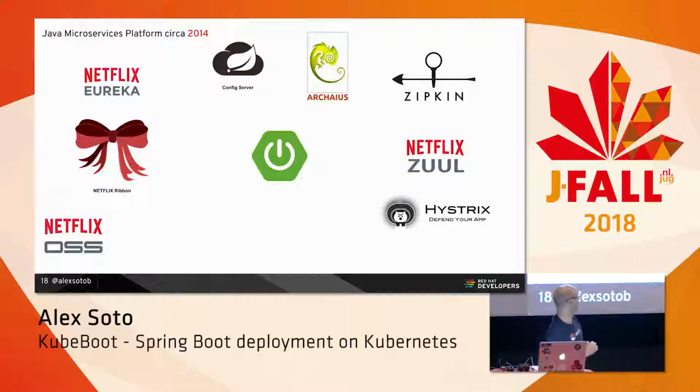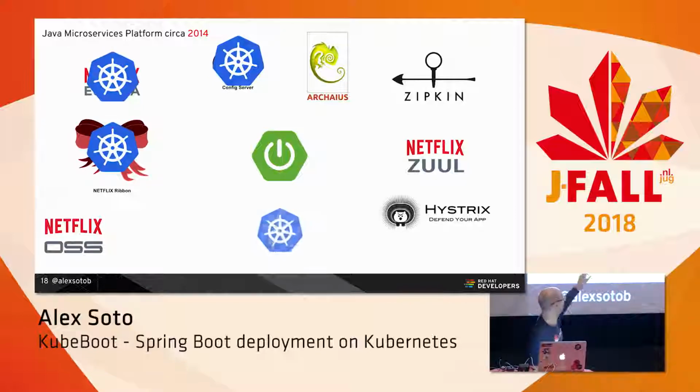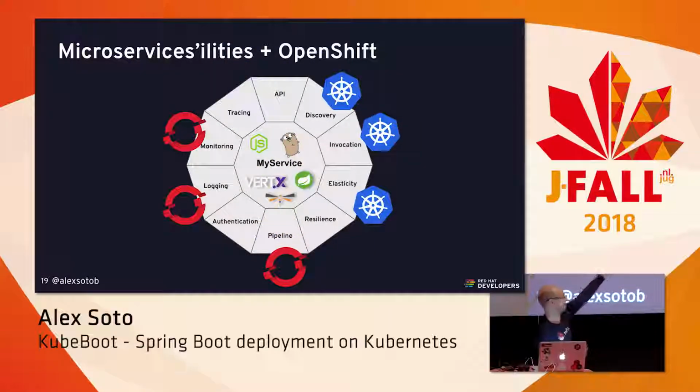So this is how everything was before Kubernetes. But now, if we move to Kubernetes, all the Ribbon, Eureka, and config server is managed by Kubernetes, so you can remove these libraries from your service. Of course, you see that with Kubernetes, we are covering discovery, invocation, and elasticity. And if you are even using, for example, OpenShift, you have the pipeline, the logging, and the monitoring also covered.